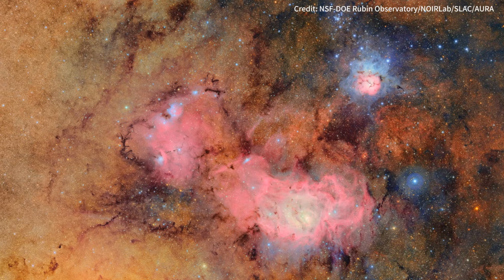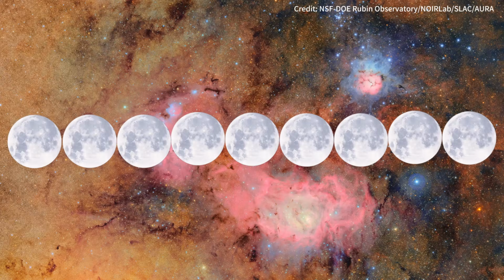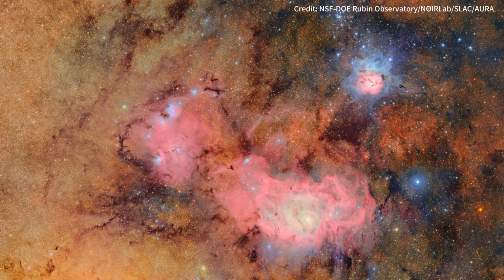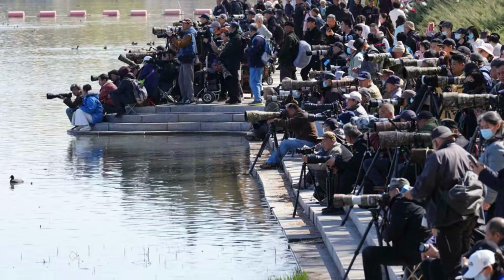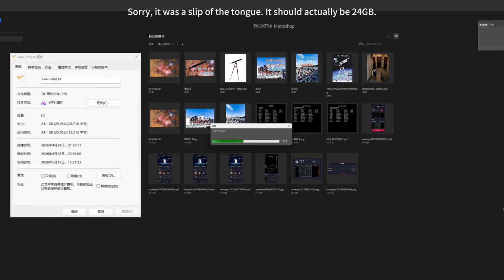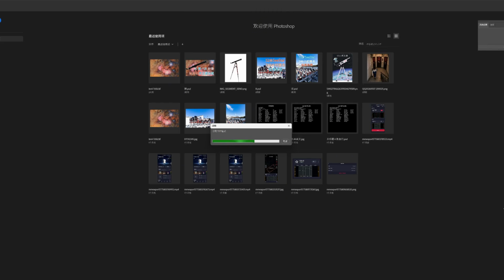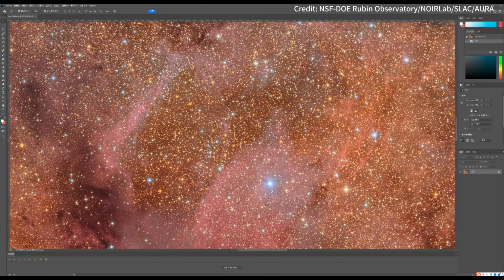This image covers about 4.67 by 2.86 degrees, roughly 9 full moons across. In full-frame terms, that is similar to a 450mm lens, a classic bird photography focal length. The final image is over 4.3 billion pixels, about 84,000 by 51,500. The file is over 26 gigabytes. I tried several image viewers. Only Photoshop could open it, and editing was almost impossible. This is not a normal photo anymore.